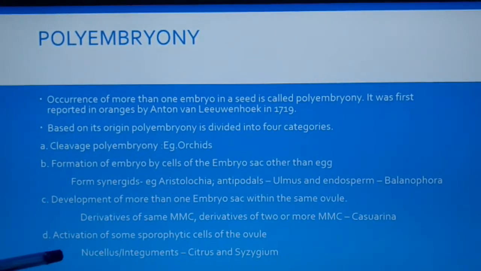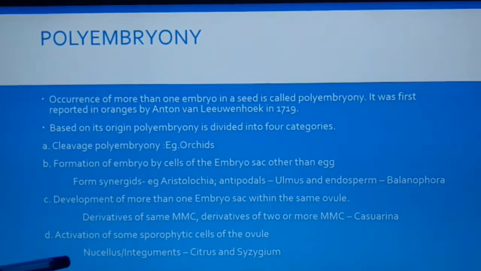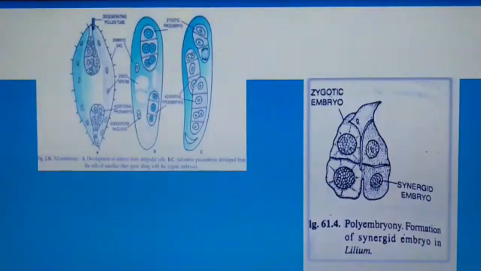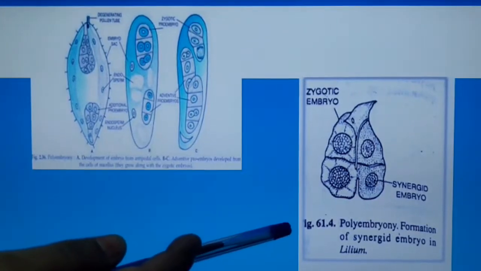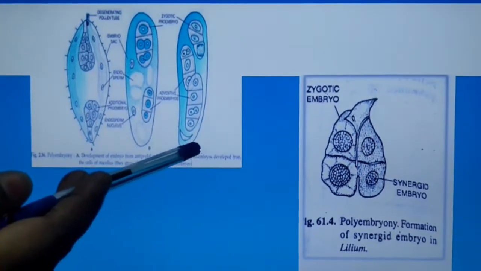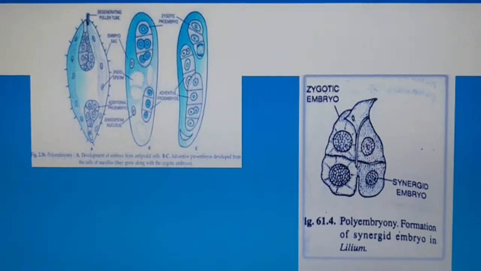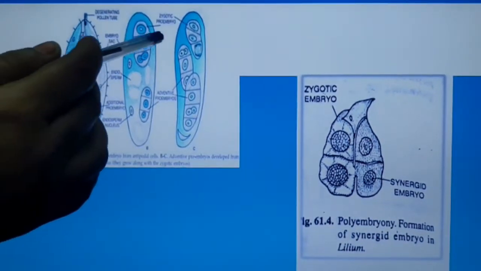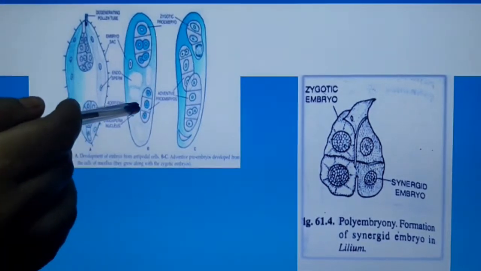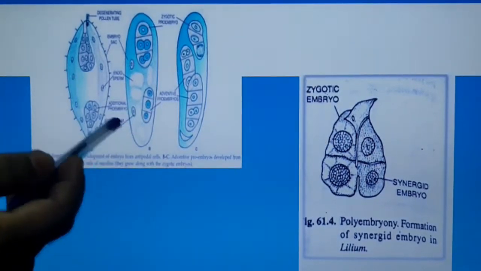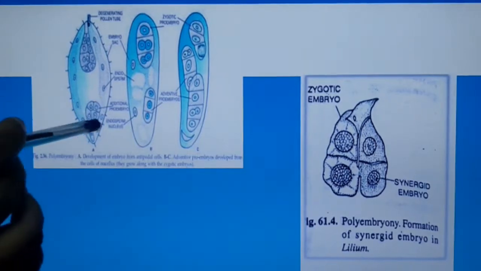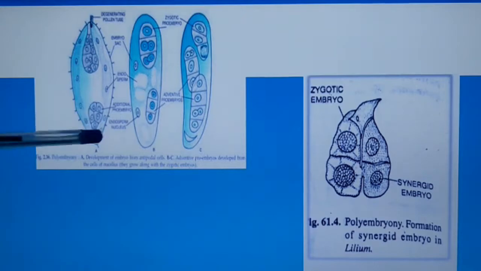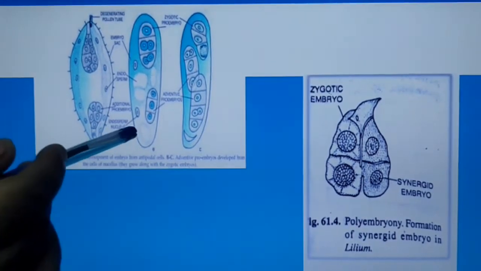The next is activation of some sporophytic cells of the ovule. Some sporophytic cells are involved in the formation of more embryos. Either the nucellus or the integuments are involved in the formation of more embryos. Example, citrus, Syzygium.